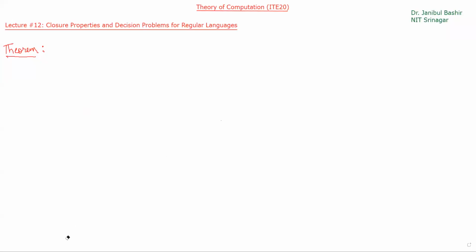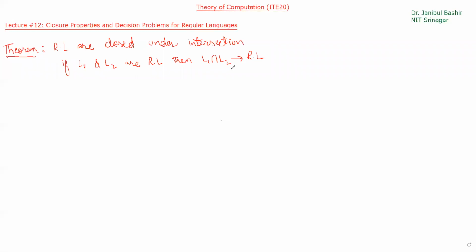Okay. So now we have to prove the third one, and the third one is that regular languages are closed under intersection. What does that mean? It means that if L1 and L2 are regular languages, then L1 intersection L2 is also a regular language. Okay, so let me prove this.